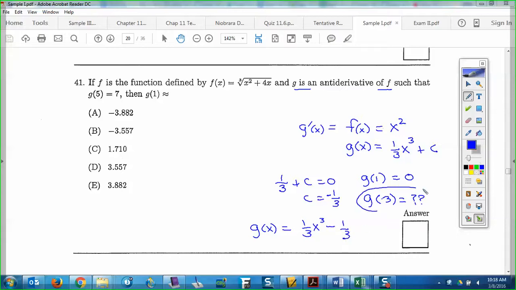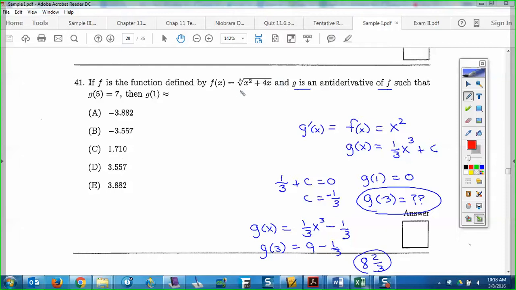And then what were we looking for? G of 3. So I would plug in a 3. 3 cubed is 27 times 1/3 is 9. 9 minus 1/3 is 8 2/3. Right? Isn't that how we would approach that problem? Okay, so now let's take that same approach up here. It's the same exact thing. I just did it with a simple one.